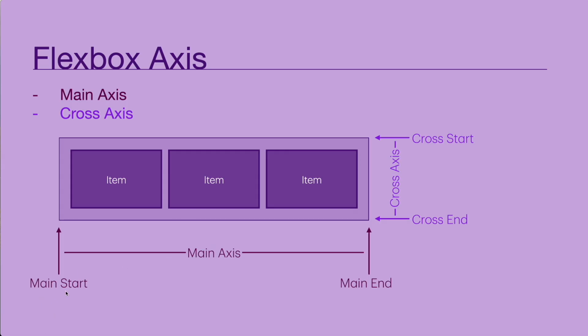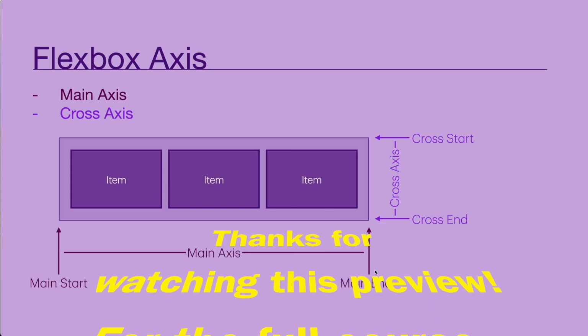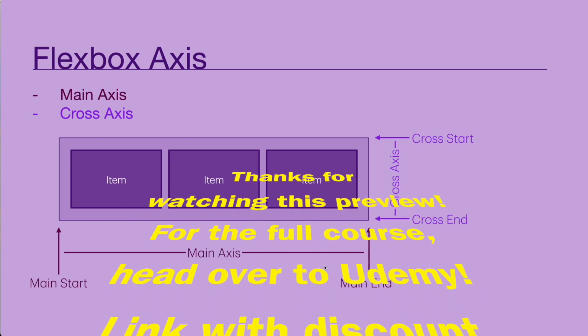The main start and the main end are the starting and ending positions of the main axis. So the items are being placed in the Flexbox container according to the main start and main end and across the main axis.